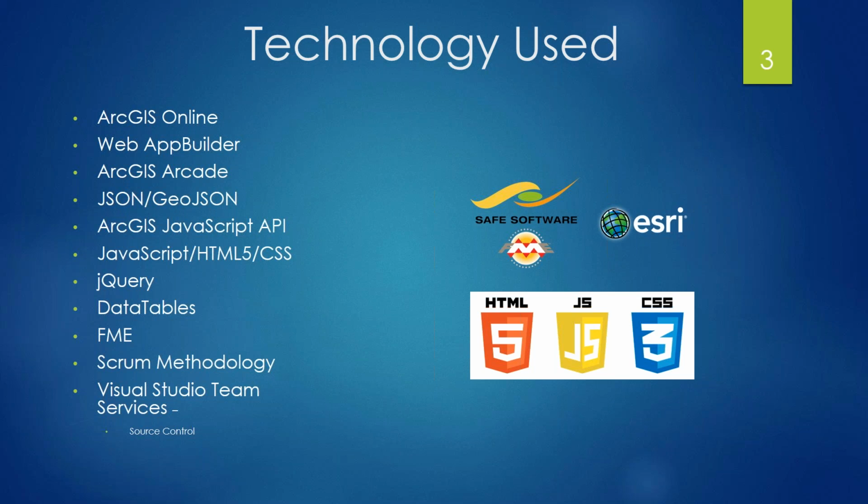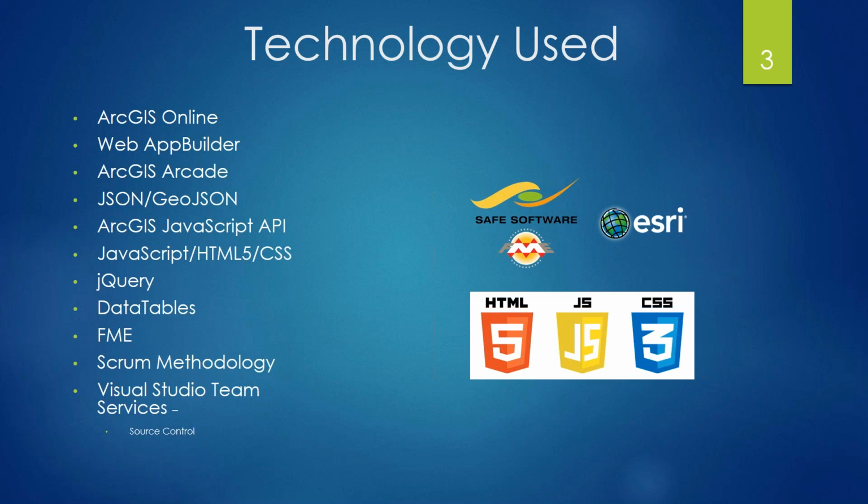So here's a list of the technology that we used. A lot of you, I'm sure, are familiar with the terminology here. We obviously are using ArcGIS Online. We're using Web App Builder, and I like to call Web App Builder a framework, not a viewer, because again, you could do SDK. We use the Web App Builder Developer Edition. We utilize ArcGIS Arcade for some of our custom applications inside of the web map. We use JSON and GeoJSON to pull the data and parse it, plus the ArcGIS JavaScript API, JavaScript, HTML5, and CSS.